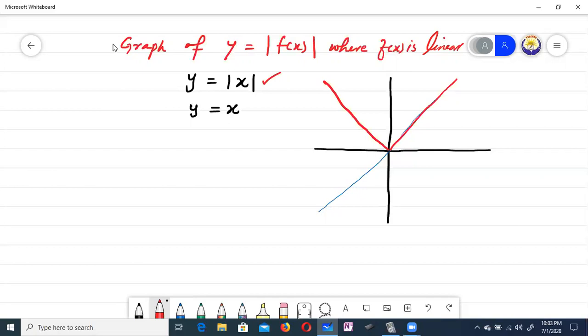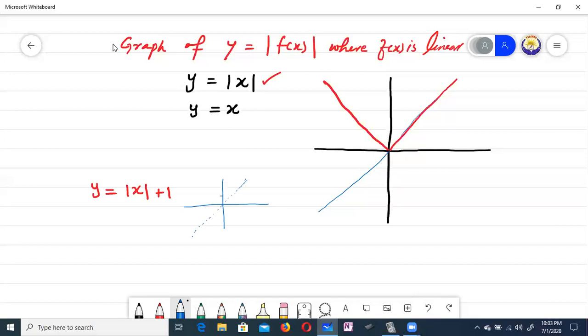If the graph is y is equal to modulus of x plus 1, any constant is adding here with this modulus. How can we draw the graph of y is equal to modulus of x plus 1? You know, graph of y is equal to modulus of x is like this one. This is plus 1. Plus 1 is outside the modulus.